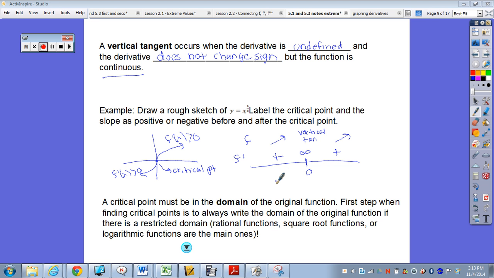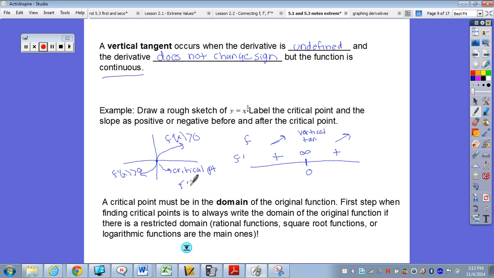Okay, so again, here's my graph. Before x equals 0, my function is increasing, so the slope is greater than 0. After x equals 0, my function is increasing, so the slope is greater than 0. Here's my sign chart again. So I put f prime and f. f is increasing until 0 and after 0, so the slope on both of those intervals is positive, and the derivative at that point does not exist because it's a vertical tangent.